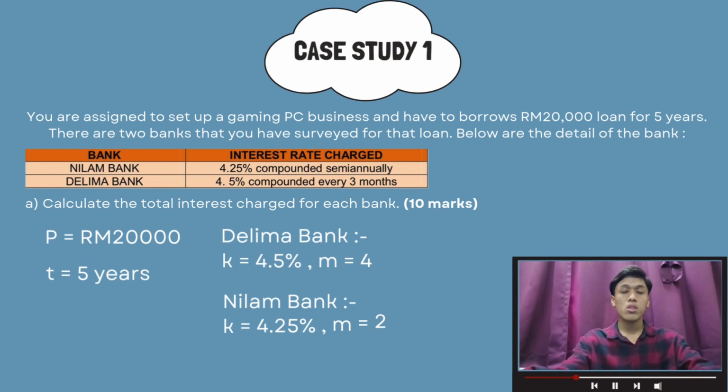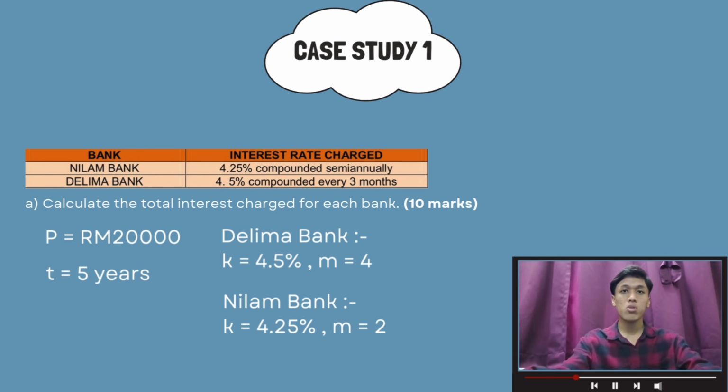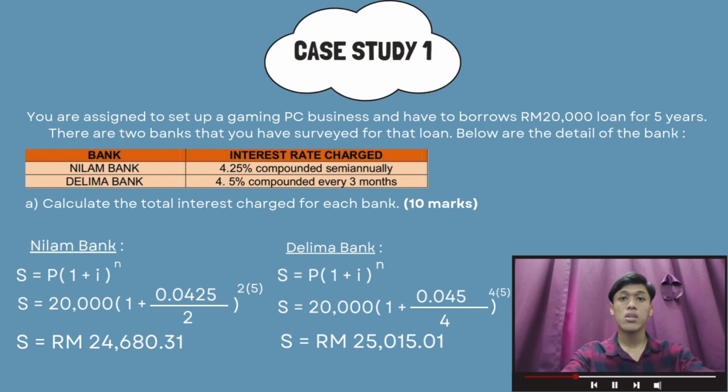P equals 20,000, T equals 5 years. For Delima Bank, k equals 4.5%, m equals 4. For Nilam Bank, k equals 4.25%, m equals 2. To solve this question, the formula is S equals P (1 + i)^n. For Nilam Bank, S equals RM20,000 (1 + 0.0425 divided by 2) to the power of 2 times 5. So we got for Nilam Bank RM24,700.31.